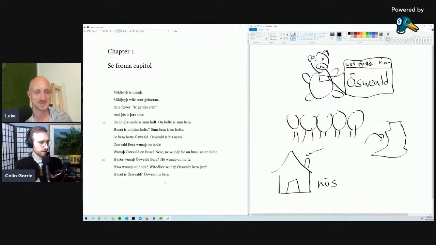And here is hit. Where wunath Oswald Bera, he wunath on holte. And look, hwa wunath on holte. Hwa. Age to Oswald. Oswald is Bera and wunath he on holte? Yes. Oh, sådliche. Oswald wunath on holte. Sådliche. Well sidest du. And what, look, is Oswald? Oswald is Bera. He is Bera. Sådliche. Good.